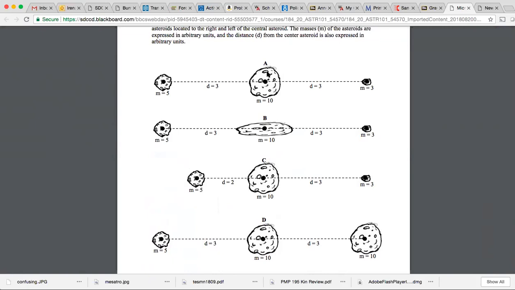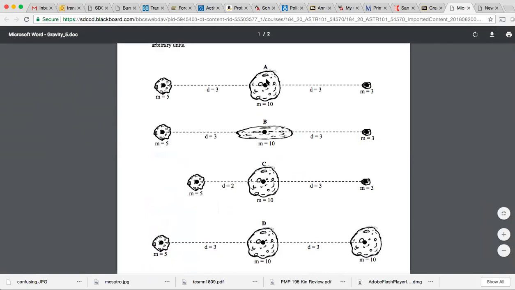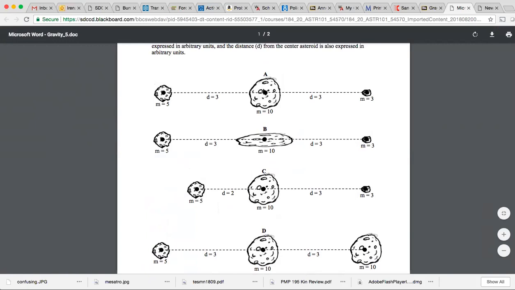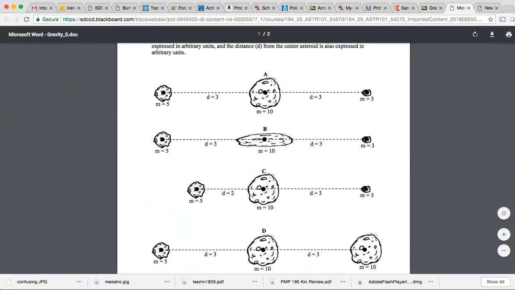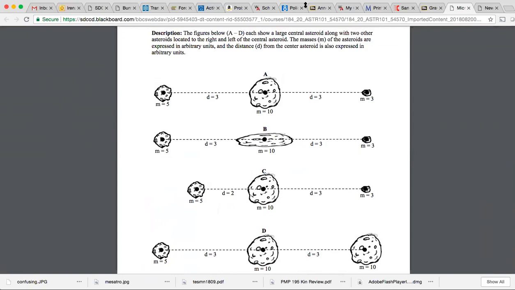Which asteroid? This one, let's say A, right? The first one in the middle. So what does this asteroid feel? No, don't even look at the numbers, just tell me. So there is an asteroid in the middle, then there is one to the left and one to the right. So what's happening with this asteroid in the middle? What does it feel? It feels a gravitational force from the left and to the right of it, but more force from the left side. Very good, excellent.